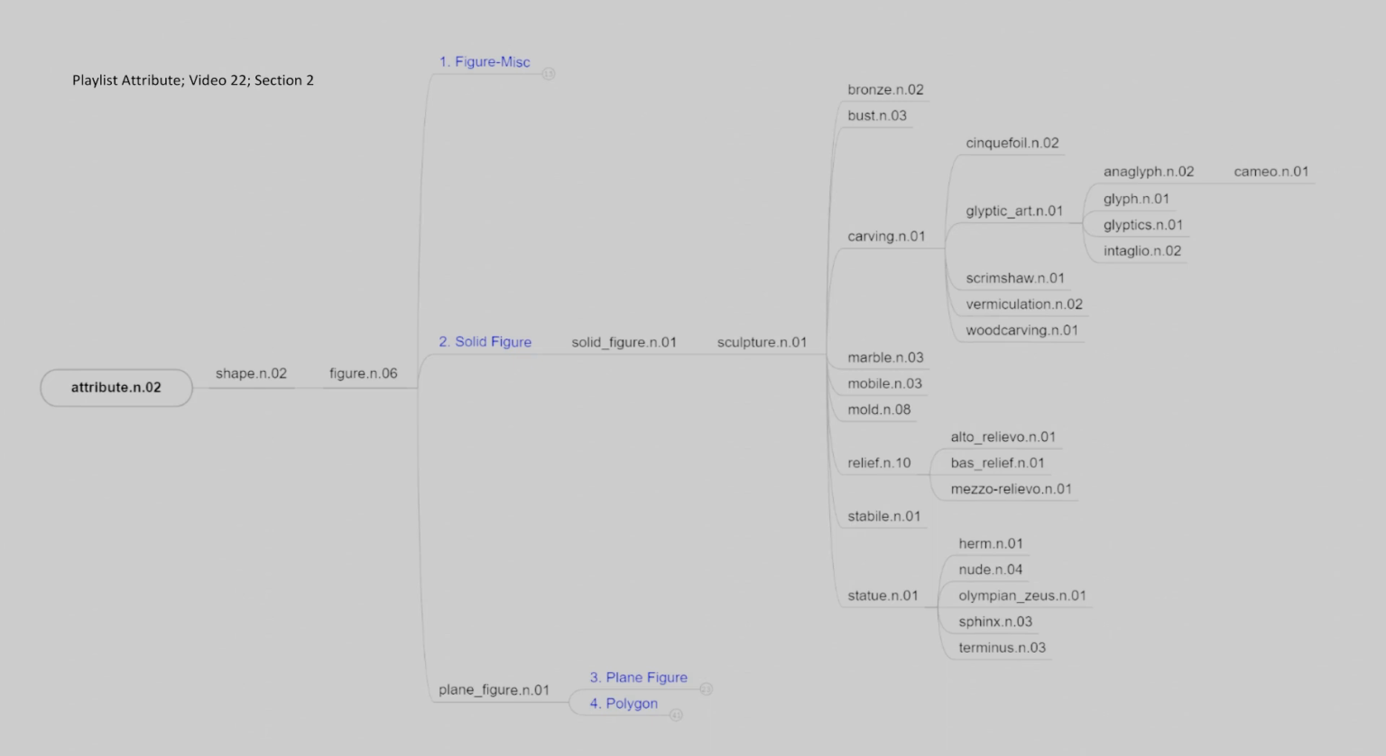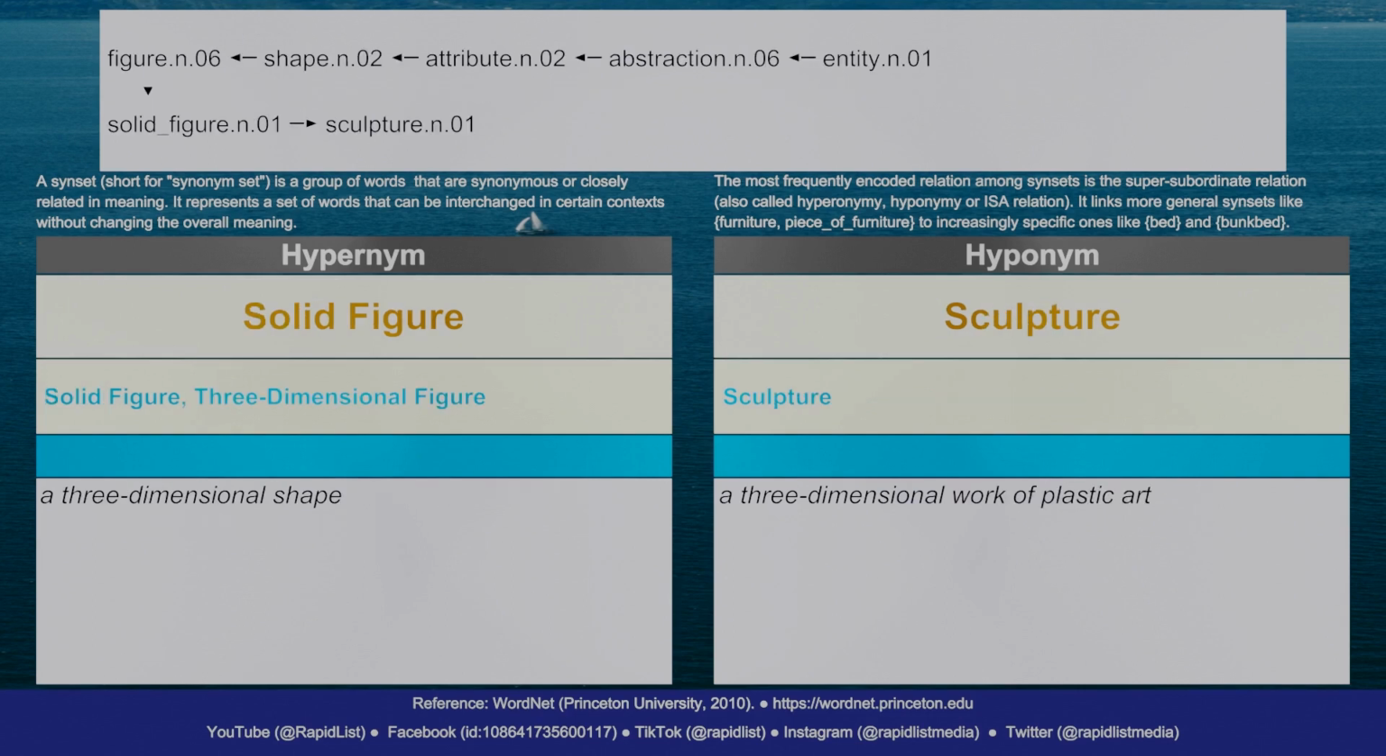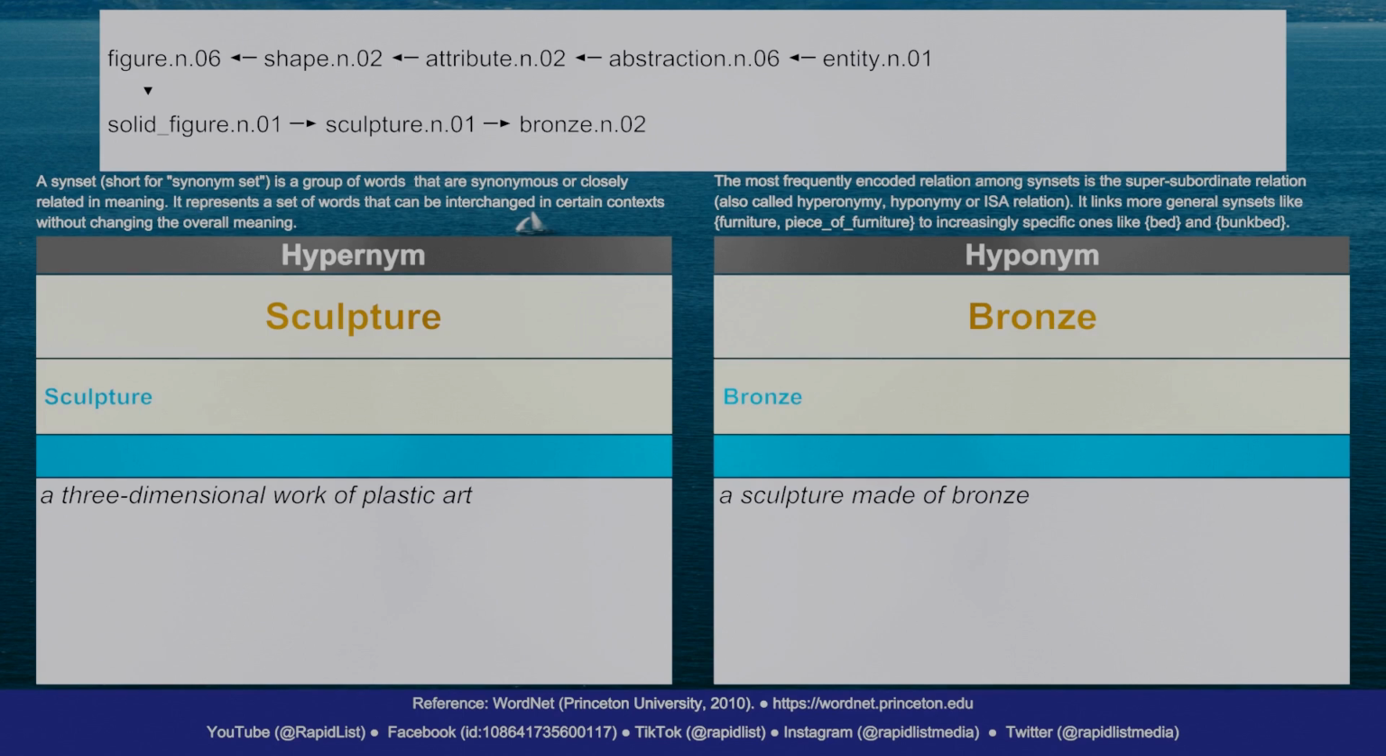Section 2. In this section we will explore solid figure. Solid figure. A three-dimensional shape. Sculpture. A three-dimensional work of plastic art. Bronze. A sculpture made of bronze. Bust. A sculpture of the head and shoulders of a person.